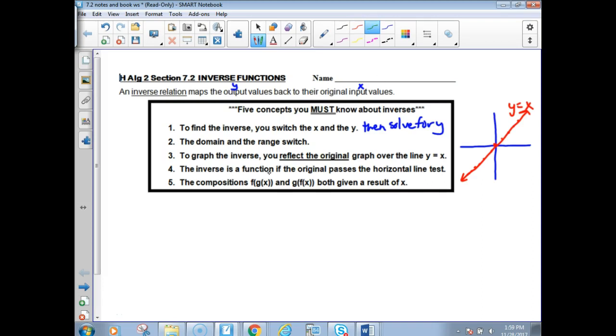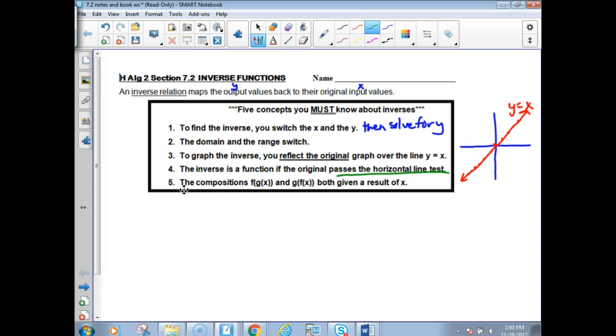The inverse is a function if the original passes the horizontal line test. That's a new one. You guys are familiar with the vertical line test: if a vertical line does not pass through a graph in more than one place, then that graph is a function. Now we're going to have a horizontal line test. So if you test a horizontal line on the original graph and it hits it in more than one place, then the graph's inverse is not going to be a function.